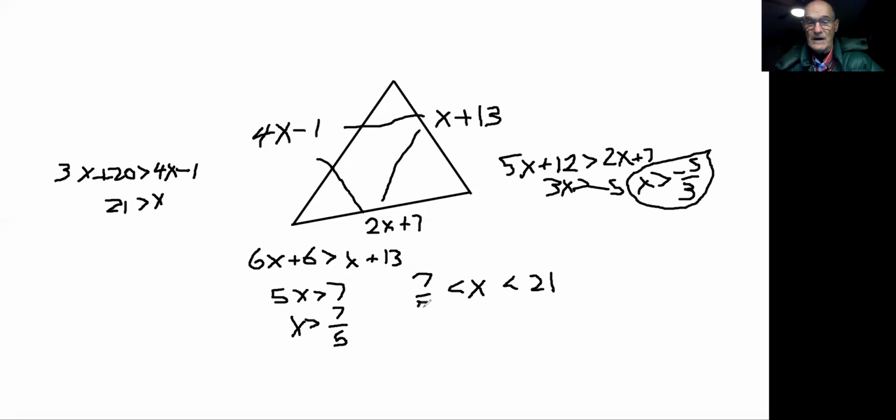So that's the type of problem where you use the triangular inequality theorem and figure out what values of x will make this triangle satisfy that theorem.